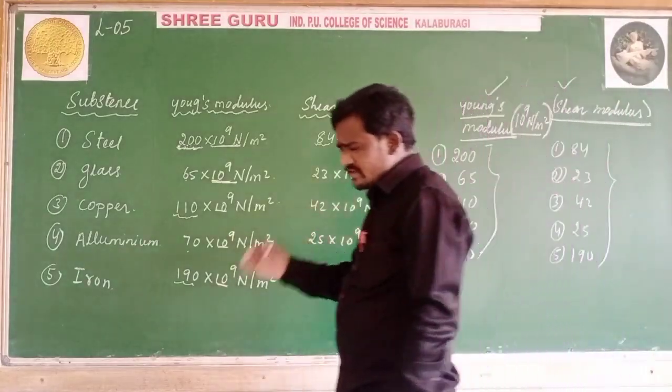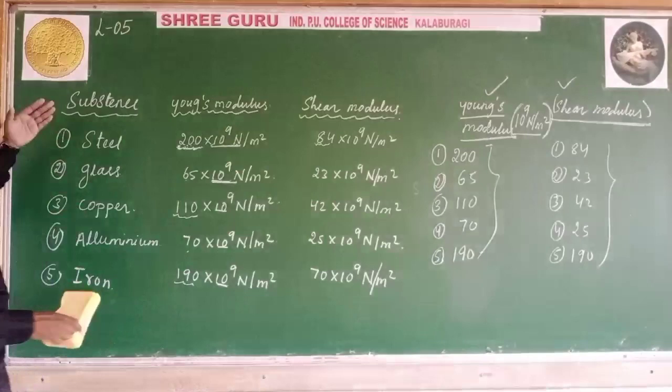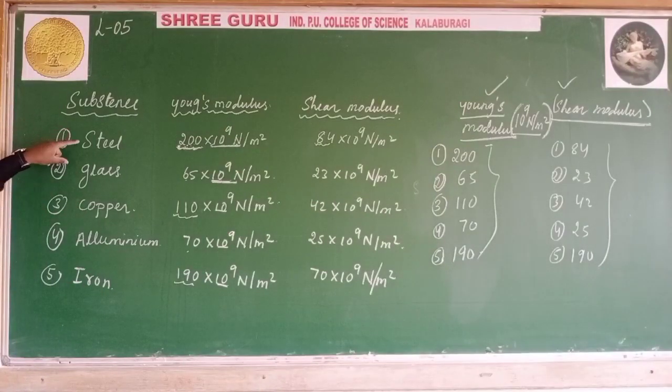And how to remember these five substances very easily? Just keep in mind SGC and AI.